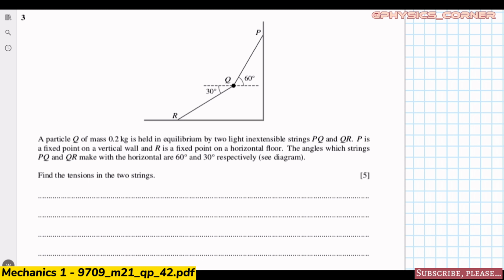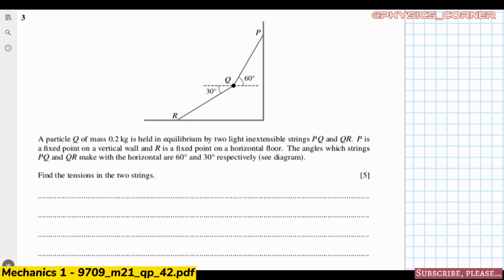Number 3, we have a diagram of PRQ with 60 degrees and 30 degrees. A particle Q of mass 0.2 kilogram is held in equilibrium by two light inextensible strings PQ and QR. P is a fixed point on the vertical wall and R is a fixed point on the horizontal floor. The angles which strings PQ and QR make with the horizontal are 60 degrees and 30 degrees respectively. See diagram. Find the tension in the two strings.